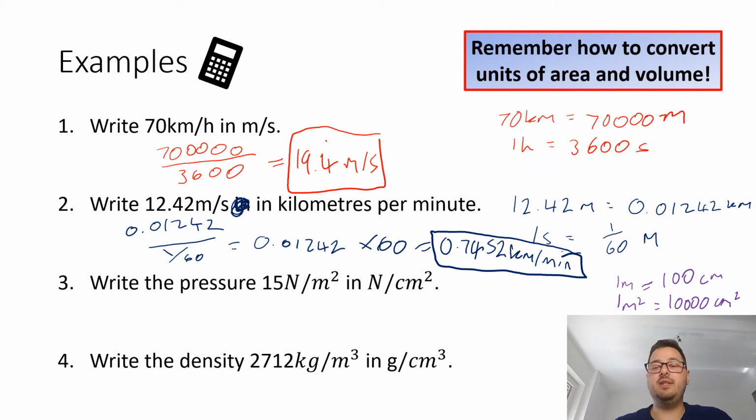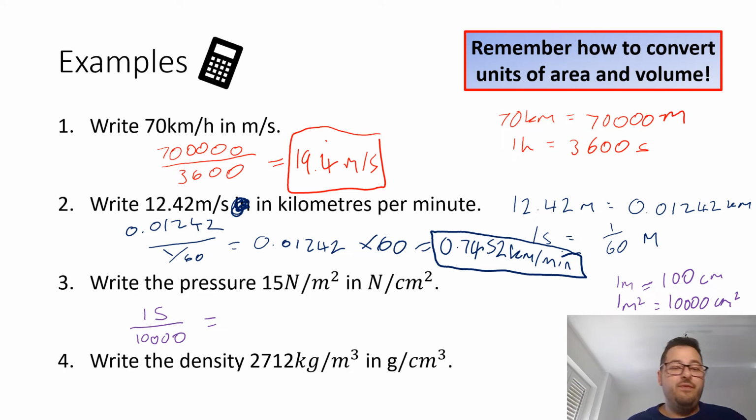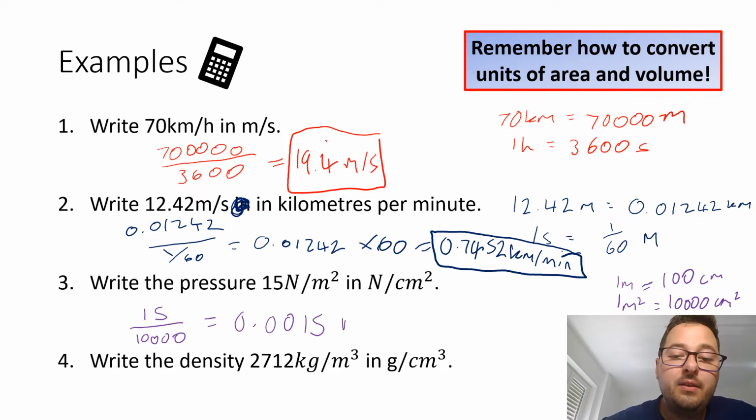So our pressure, well, the Newton stays the same. So 15 is going to stay the same, but instead of per meter squared, it's per centimeter squared. So we want to divide this by 10,000. Okay, so 15 divided by 10,000. That gives us 0.0015 newtons per centimetre squared.